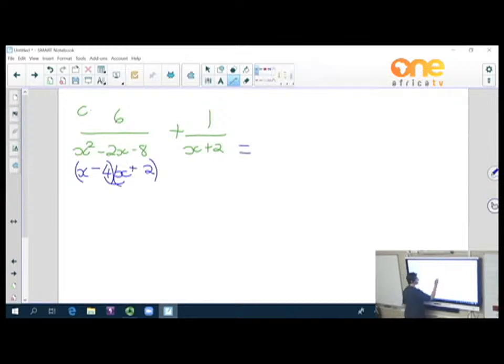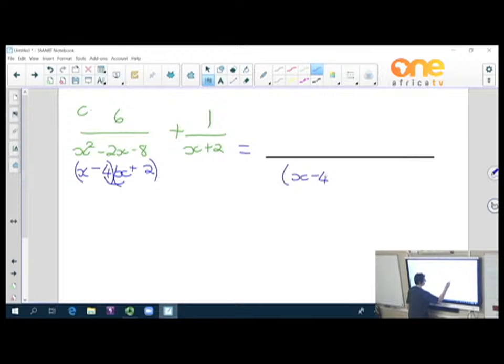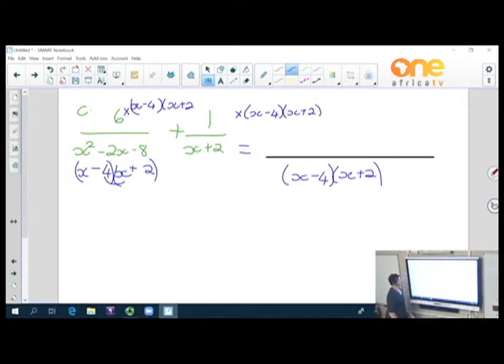So now we need to find the LCM. So what do you need? X minus 4. And I need an x plus 2. That is my LCM. So I multiply now here with x minus 4, x plus 2, and I multiply here with x minus 4, x plus 2. Don't be lazy for these steps. Otherwise, you're going to really struggle to do this.